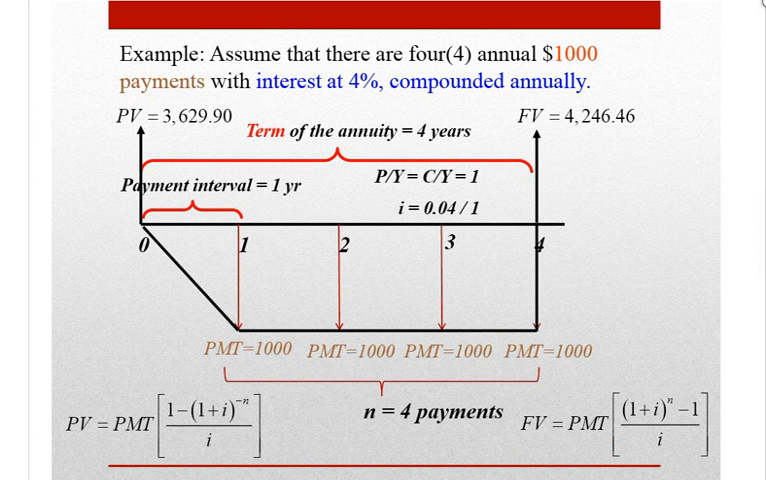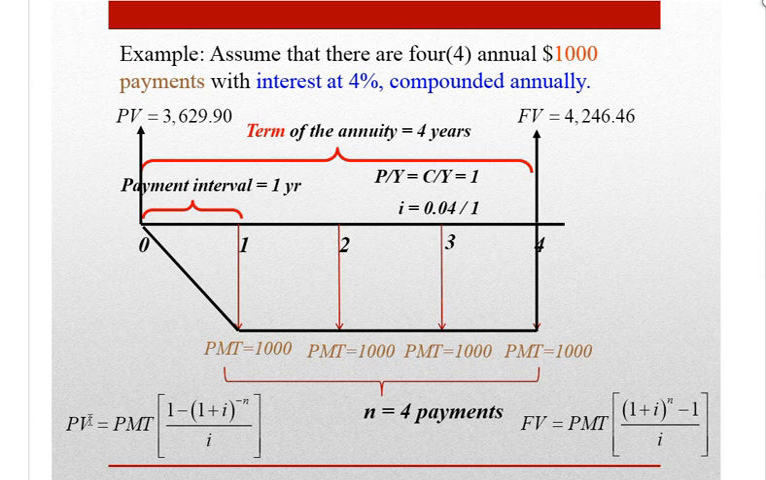I'd like to demonstrate in this example what we're actually dealing in here with. So let's assume that we have 4 annual payments. At the end of every year, we're making payments of $1,000, and interest is 4% compounded annually. So we'll see that P over Y is equal to C over Y, and the term is fixed. We got 4 annual payments, so it's a certain annuity, number of payments equal number of compounding periods, so that's simple, and the payments are at the end of every payment interval, so that's ordinary.